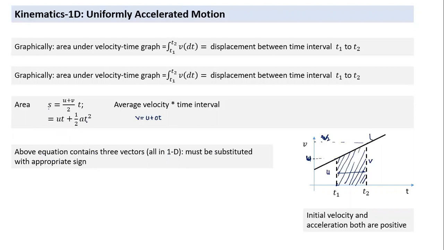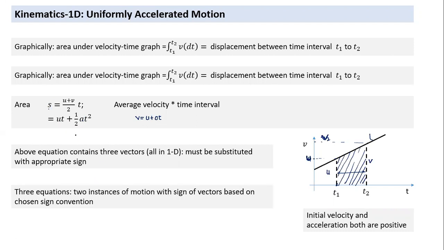And what does T represent here? T represents the time interval. If we take the initial time to be 0, then the final time T is equal to the time interval. Otherwise, T represents T2 minus T1, the time interval. And S represents displacement. Displacement is the final position minus the initial position vector, which is just the x coordinate in 1D motion.